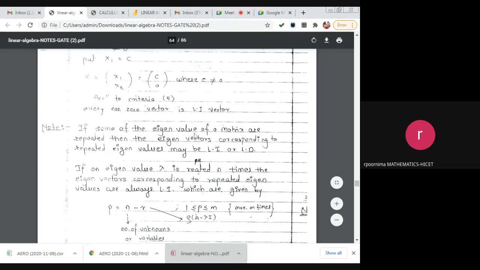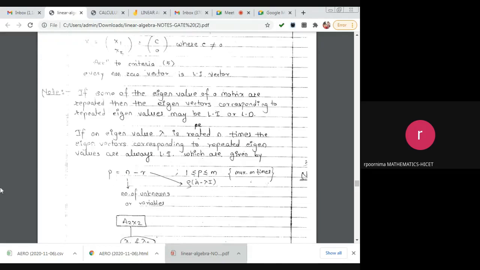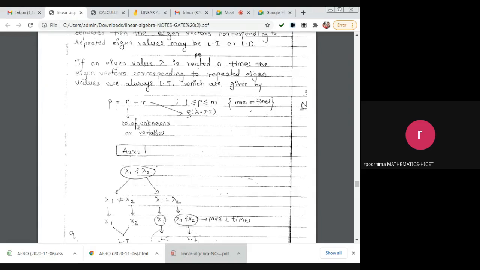If some of the eigenvalues of your matrix are repeated, then the eigenvectors corresponding to repeated eigenvalues may be linearly independent or linearly dependent. If an eigenvalue lambda is repeated n times, the eigenvectors corresponding to repeated eigenvalues are always linearly independent, and their number is given by n minus r. Here n is the number of unknowns or variables, and r is the rank of the A minus lambda I matrix.